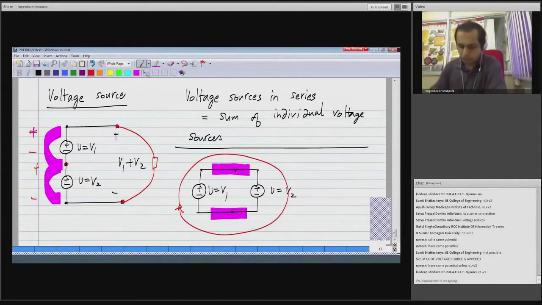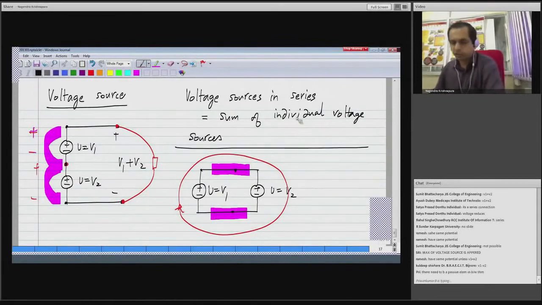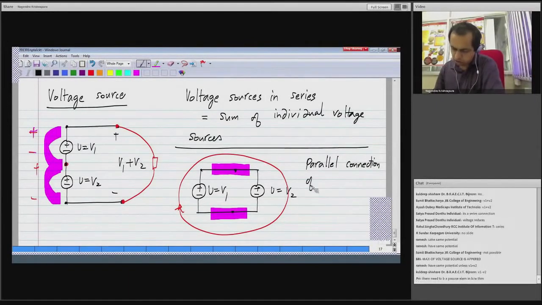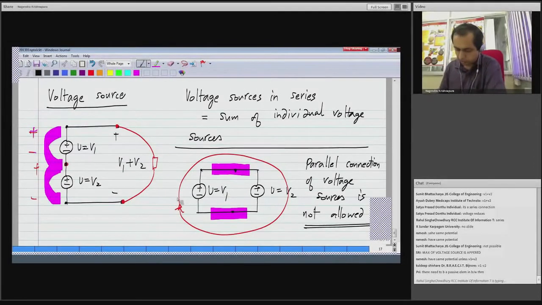So basically, to resolve this, we say that the parallel connection of voltage sources is not allowed. Now this gives you an inconsistent condition.